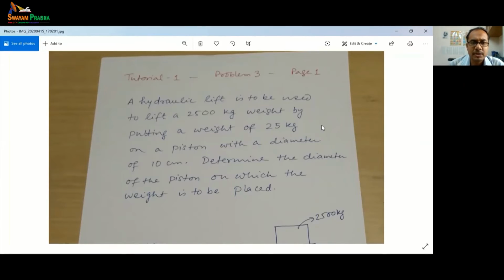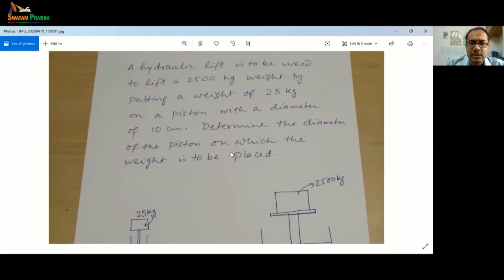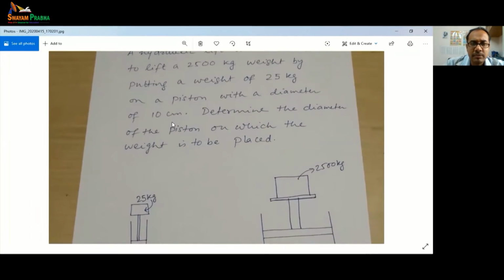So the problem statement is: a hydraulic lift is to be used to lift a 2500 kg weight. Let's say that is a car or whatever. So that's 2500 kg weight by putting a weight of 25 kg only. That means 1/100th of the weight we are putting to lift a weight on a piston with a diameter of 10 centimeters.